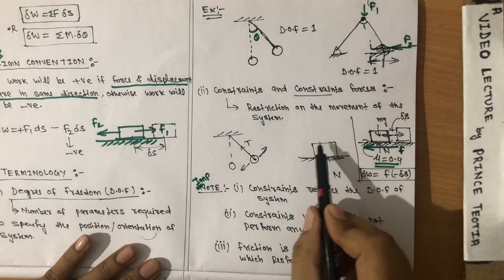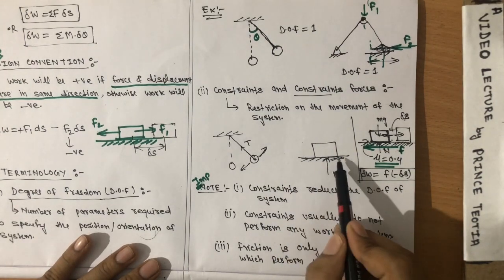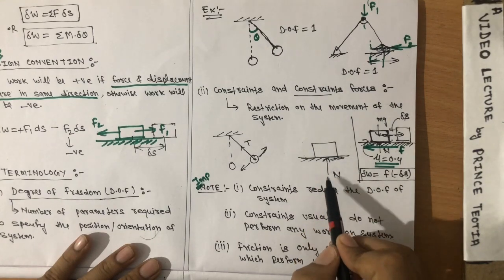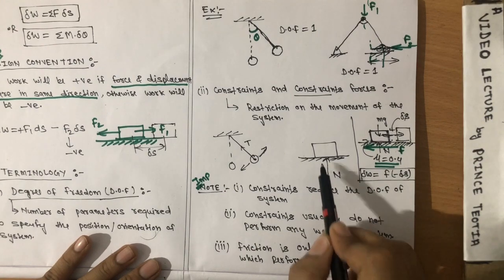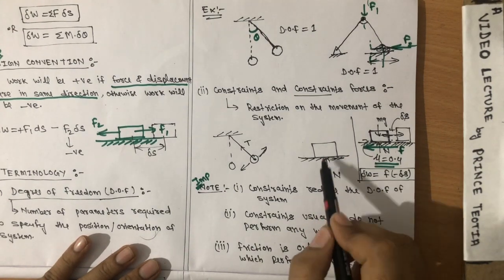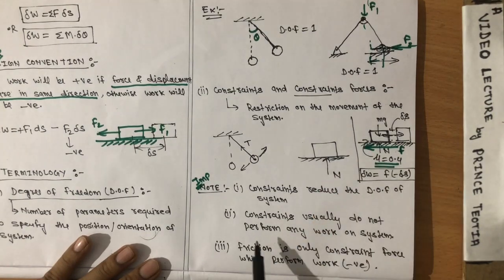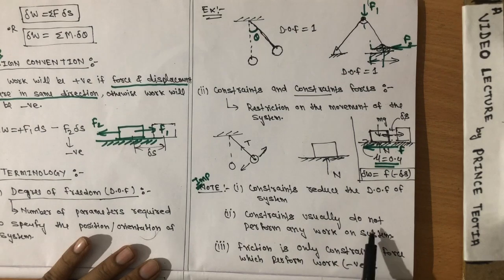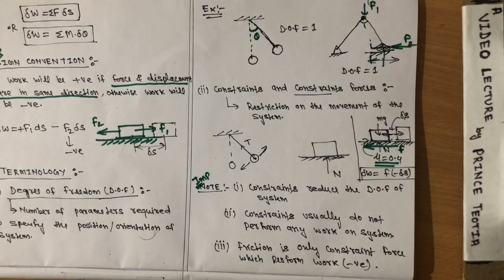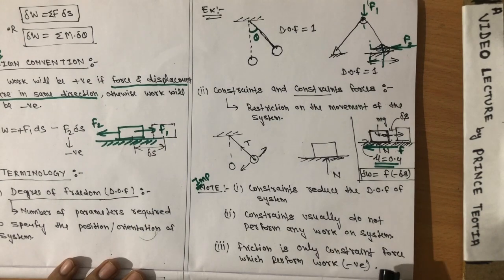We can see that this is the constraint. We cannot move the block in the downward direction, so there is no displacement. If there is no displacement in the y direction, there is no work in the y direction, and this constraint force is in the y direction, so constraints usually do not perform any work on the system. And the third point is that friction is the only constraint force which performs work.